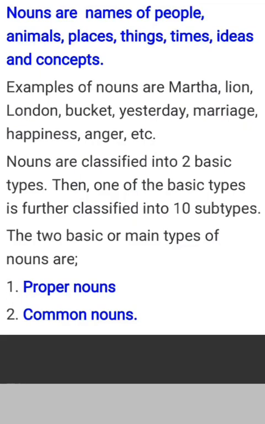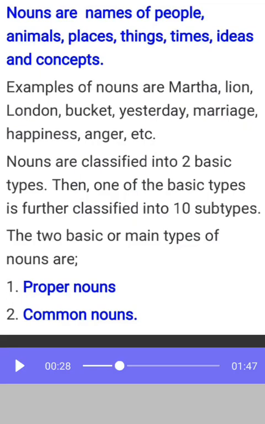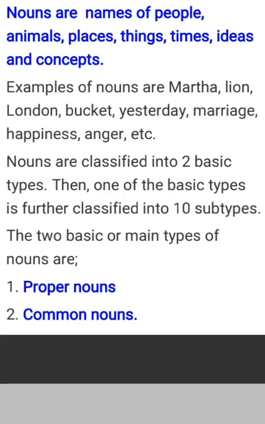Still, as reminders, examples of nouns are Matthew, talking of names of people. Then we have lions, talking of names of animals. London, talking of names of places. Then we have buckets, representing names of objects. Then yesterday, representing names of times. Then marriage, representing names of concepts. Happiness, anger, representing names of ideas. And so these are examples of nouns.